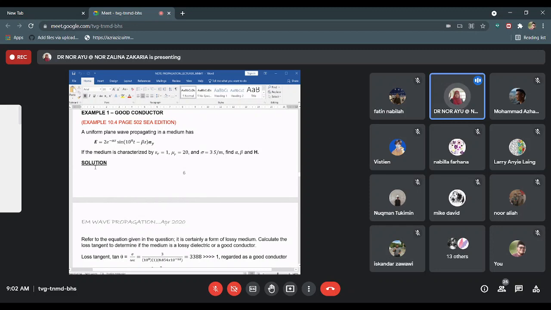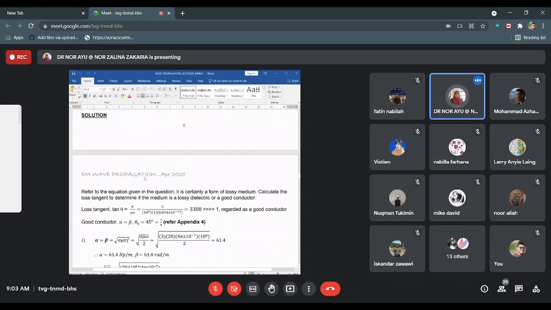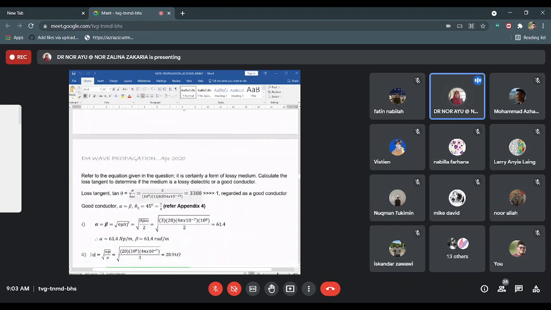Now, for lossy medium, we have two, right? One is a lossy dielectric and another one is a good conductor. So which one do you need to look at? Is it a good conductor or a lossy dielectric? How to determine that is by looking at the loss tangent, like I said just now. So you need to find the value of the loss tangent.